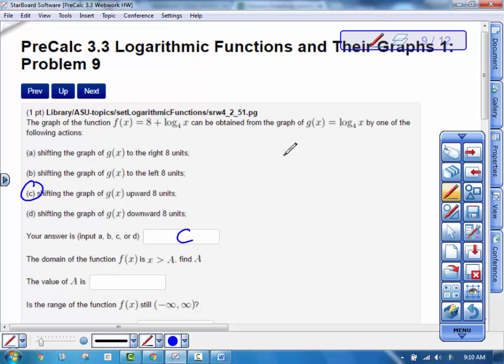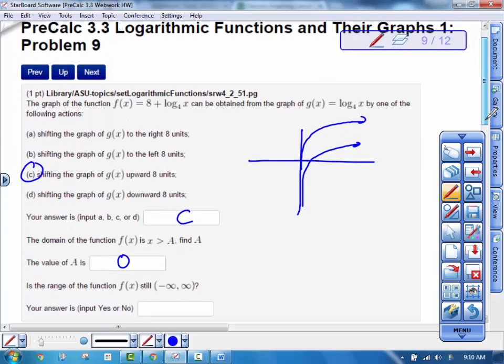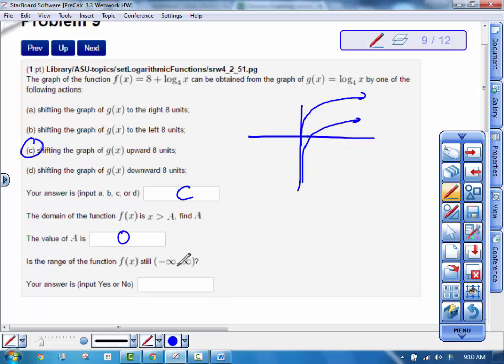So we know that the regular log base 4 function looks like this. And if we shift it up 8 units, it just moves up like this. Doesn't actually change anything about the domain and range. So that'd be 0. The domain is all numbers greater than 0. The range of the function is still negative infinity to infinity, and you can tell that it is. This thing goes down forever, and it goes up forever. So I would say yes right there.